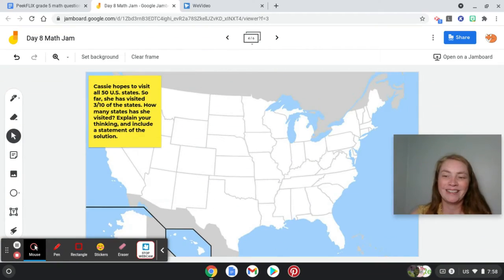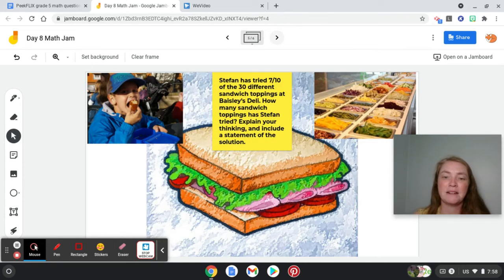Okay. So I'm so glad that you learned that Cassie was able to visit so many states. So let's move on to our next question that you are going to be trying on your own. Here it is. This problem is very similar to the previous one, and I'm sure you're going to find success in solving it. Stefan has tried 7/10 of the 30 different sandwich toppings at Baisley's Deli. How many sandwich toppings has Stefan tried? Explain your thinking and include a statement of the solution.